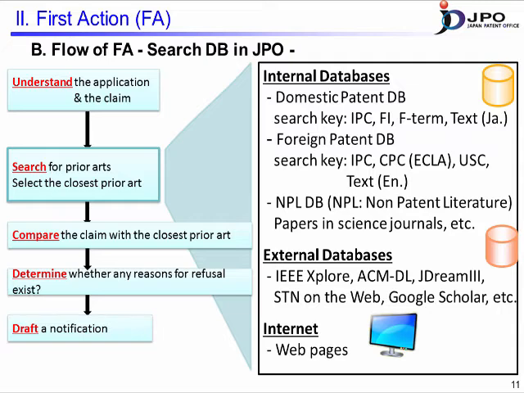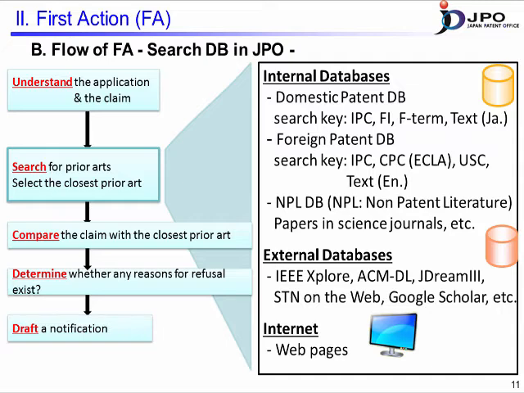The keyword and the full text are used in Japanese. For the foreign patent database, examiners mainly use IPC, CPC, and full text. The full text is used in English. The NPL database accumulates non-patent literature, such as science journal papers, computer software manuals, or technological books.